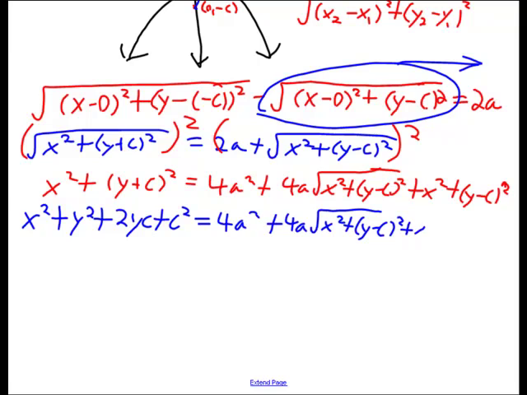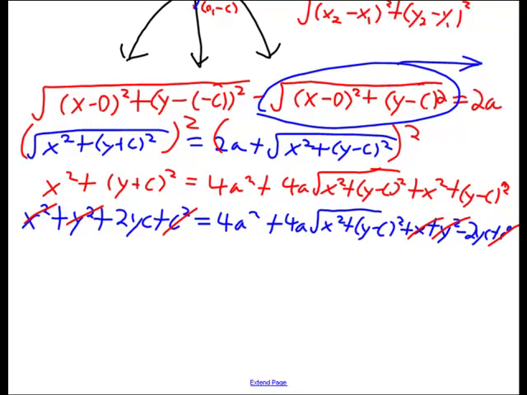Then I'll have plus x squared, and multiplying out y minus c squared, it's y squared minus 2yc plus c squared. So now we have a pretty lengthy expression, but we can start canceling some terms. We'll have x squareds cancel, y squareds will cancel, c squareds will cancel.